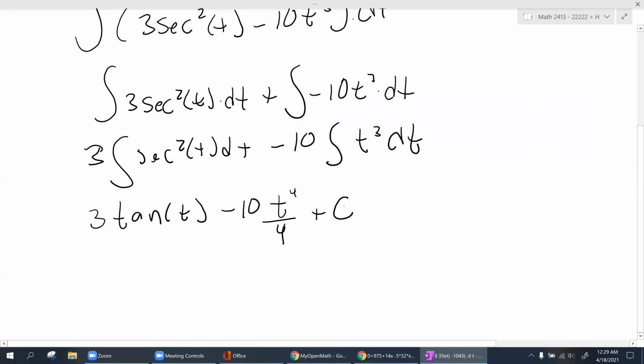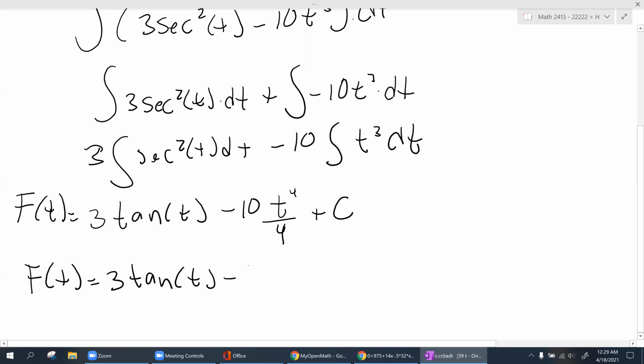I said that if I were to integrate this, this would be big F. So let me polish this up. F of t is equal to 3 tangent of t minus 10 over 4, that's 5 over 2, t to the fourth, plus c.